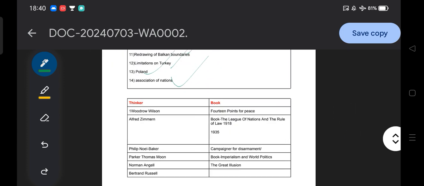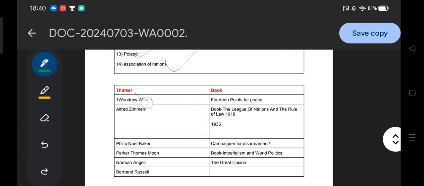And moving to the next thing, which is very, very important from the exam point of view, I have made a chart, where you will see the different thinkers and their books quickly. Okay, Woodrow Wilson's 14 points for peace. Alfred Zimmern, these are all idealism scholars. Let me clarify to all, these are all idealism scholars.